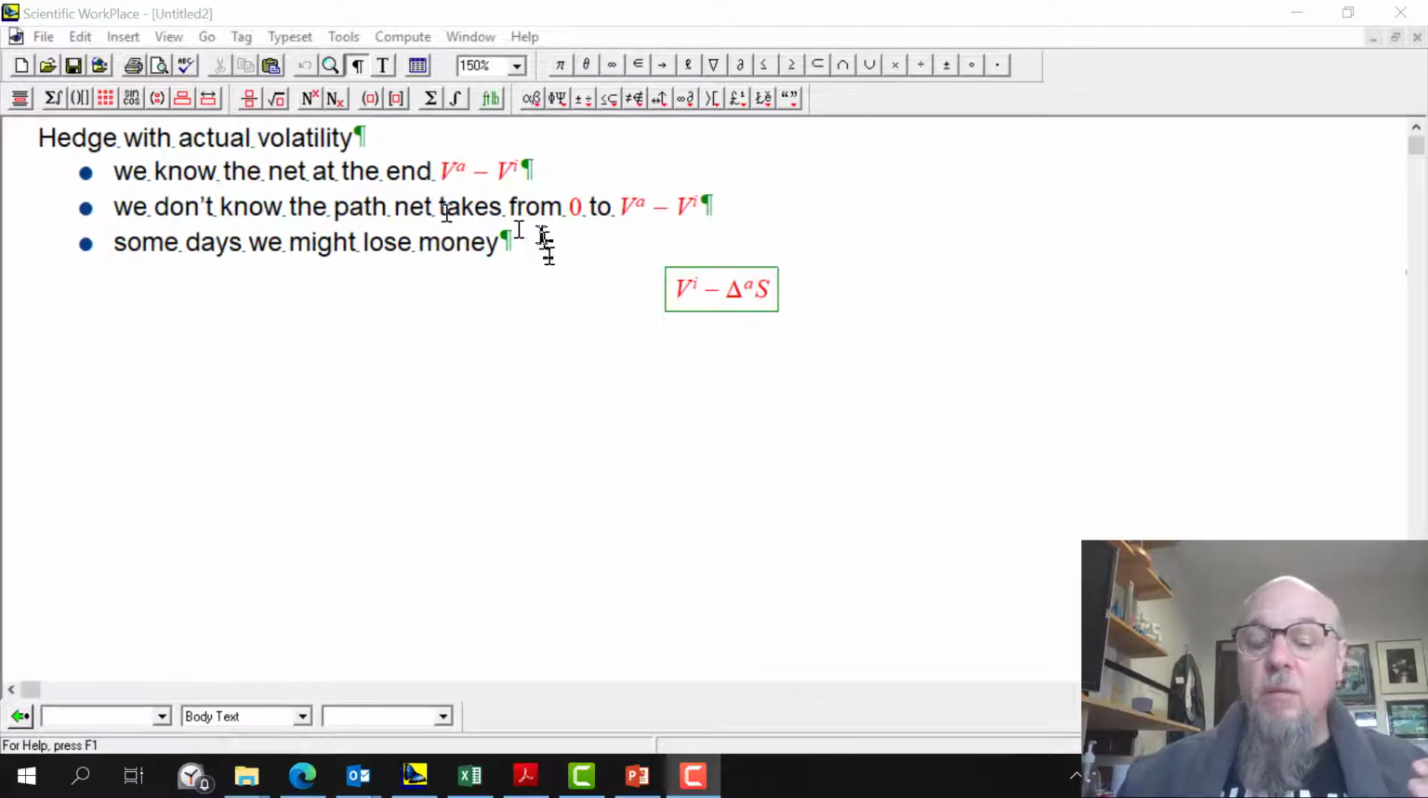And because we don't know the path, that path might have some negative steps in it. We might lose money one day. But that's okay. We know how much money we're going to make in the end.